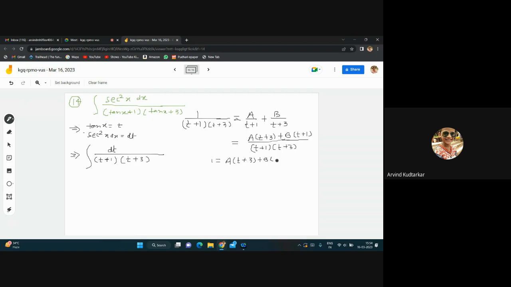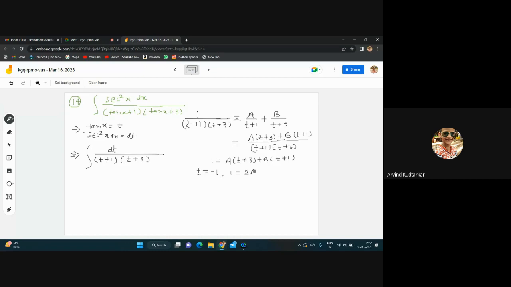When you substitute t is equal to minus 1, what will you get? 1 is equal to minus 1 plus 3, that is 2a. And minus 1 plus 1 is 0. So a is 1 by 2. Now substitute t is equal to minus 3. So 1 is equal to minus 3 plus 3, which is 0, but minus 3 plus 1 is minus 2b, so b is equal to minus 1 by 2.